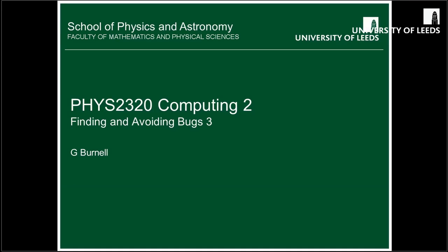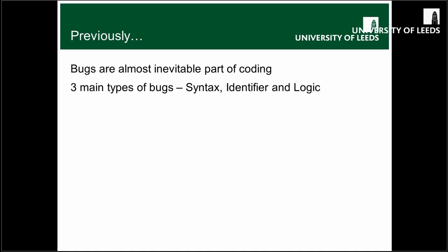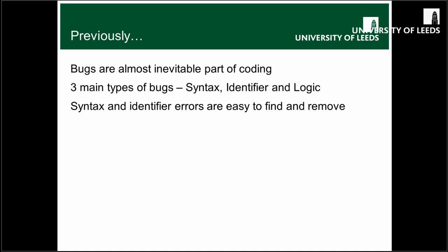This is VIZ 2320 Computing 2, and this is the third video in the Finding and Avoiding Bugs series. In the previous two videos we talked about how bugs are almost an inevitable part of writing computer code. We discussed the three main types of bugs you're going to come across: syntax errors, identifier errors, and logic errors. Syntax and identifier errors are generally relatively easy to find, and development environments like Spyder will give you a good head start to find where they are, and therefore make it easier for you to remove them.